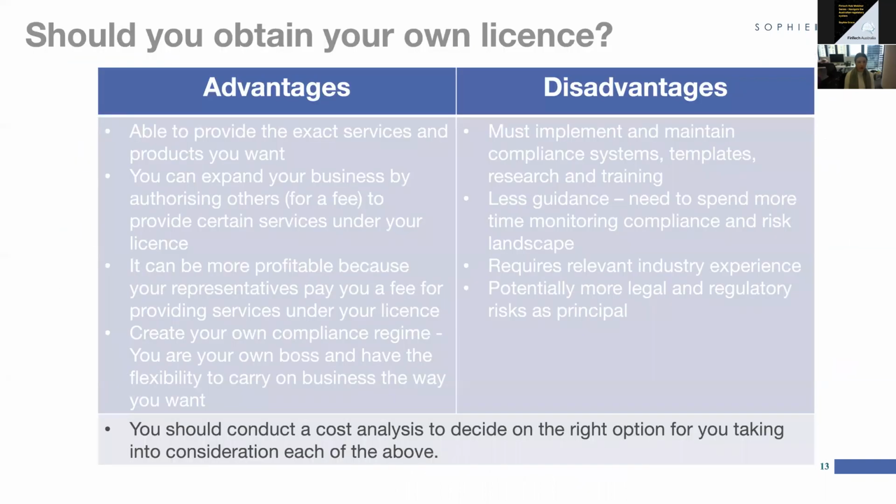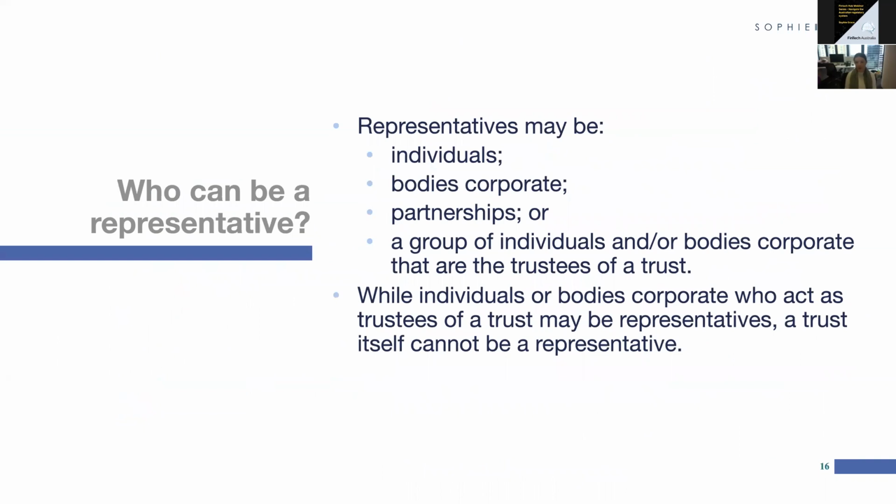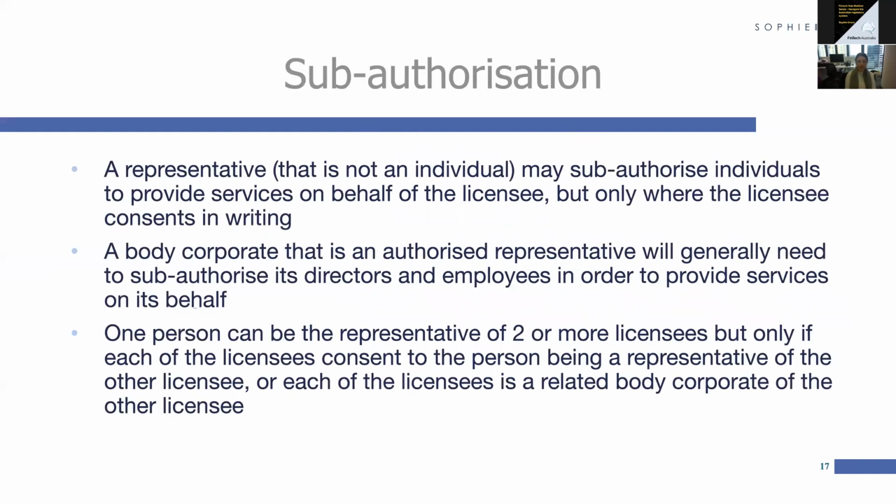So moving back on. So who can become a representative of another licensee? So representatives can be individuals, they can be body corporates, they can be partnerships, or a group of individuals or body corporates that are trustees of the trust. But a trust itself cannot be a representative.